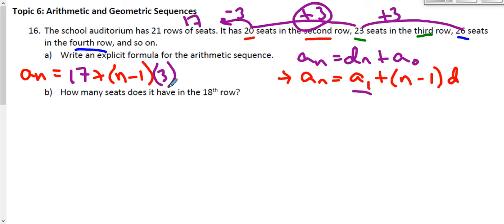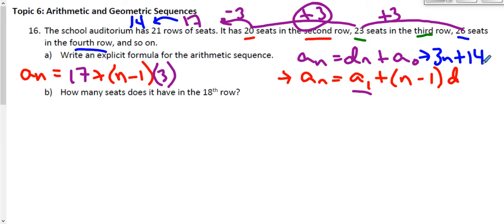Now, if you had done this using the original formula, dn plus a sub 0, you can see the common difference is the number 3, and we would have to add a sub 0, which is the 0 row. We would have to go backward one more time from the 17 and use the number 14. That would be the equation we could use from the first equation, and it's completely acceptable. Both of these are entirely equivalent. They mean the exact same thing. So we have our formula written for part A.